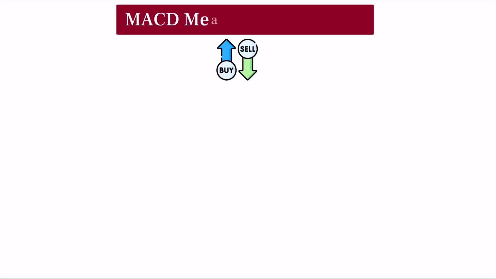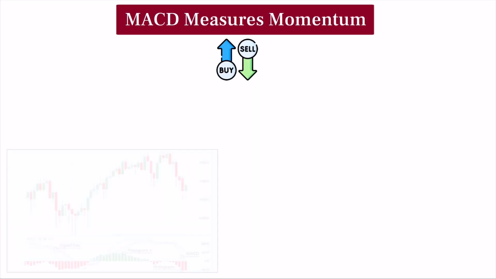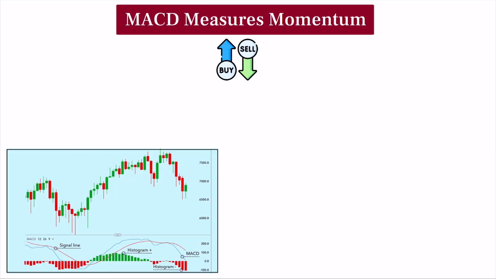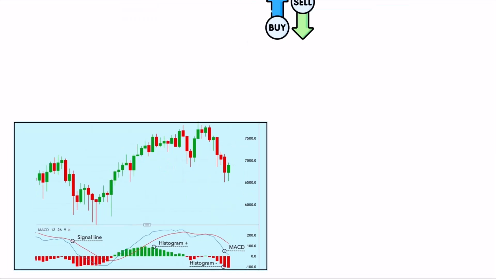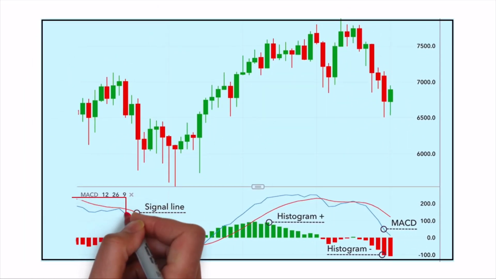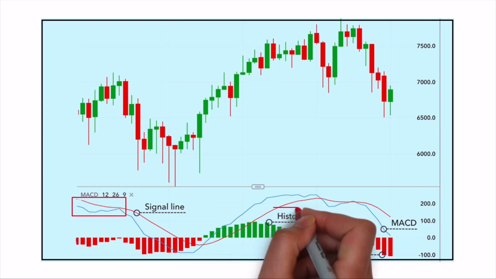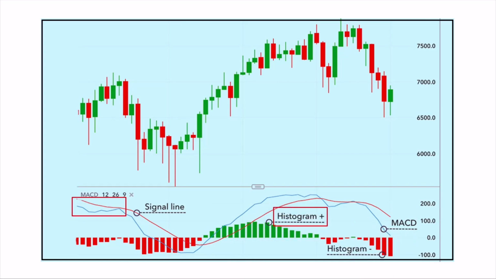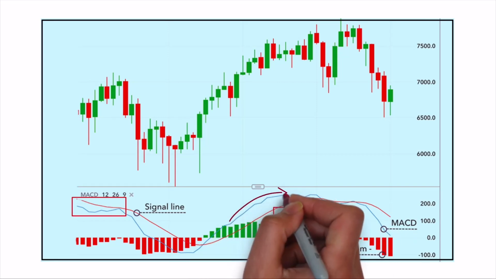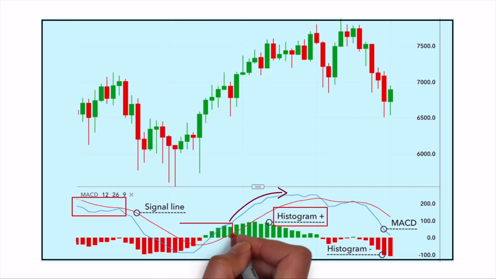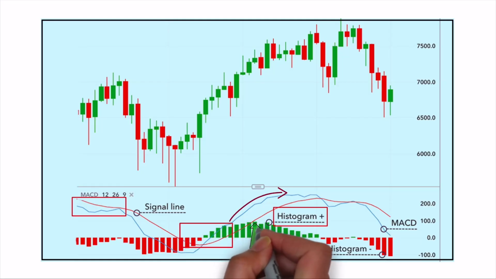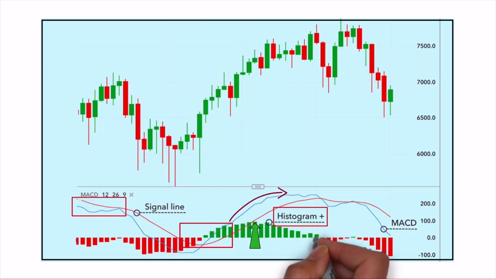MACD does not tell you when to buy or sell. It measures momentum. It helps you see how strong a move is right now and whether that momentum is increasing or slowing down. When you look at MACD, you see two lines and a set of bars called a histogram. The lines help show when momentum is shifting. The histogram helps show how quickly that shift is happening. When the bars grow, momentum is increasing. When they shrink, momentum is slowing down.